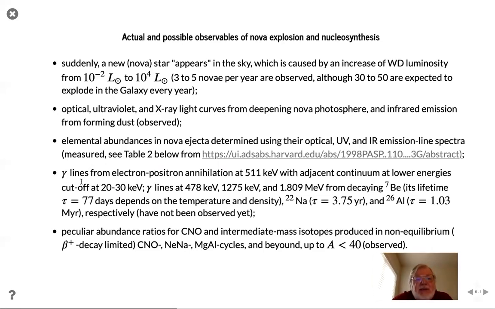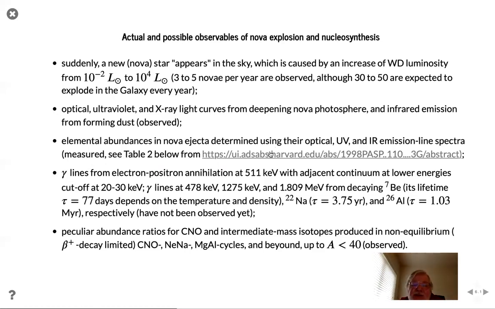The next observable for novae: gamma lines. In principle, some of these observables have already been observed. Some of them have not been observed yet, and I say whether it was observed or not. Gamma lines are expected to be seen from novae from electron-positron annihilation at 511 keV, kilo electron volts, with an adjacent continuum at lower energies, cut at 20-30 kilo electron volts.